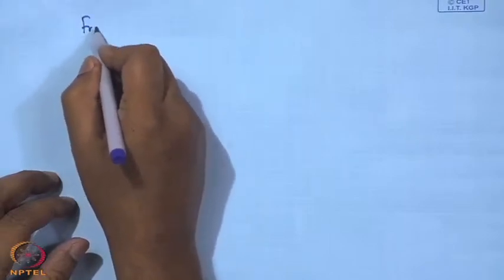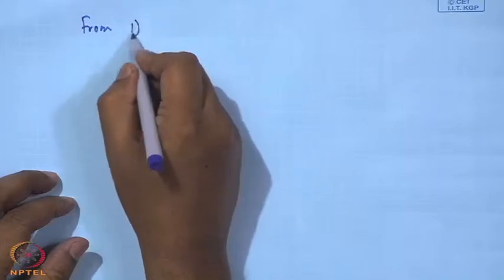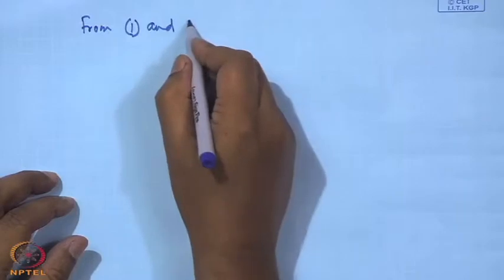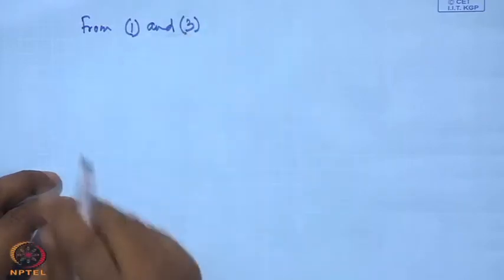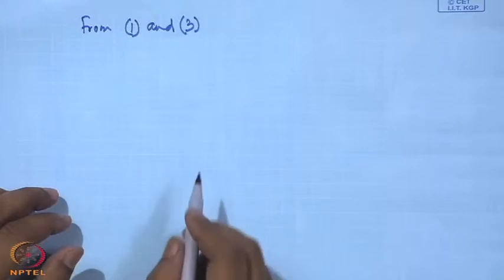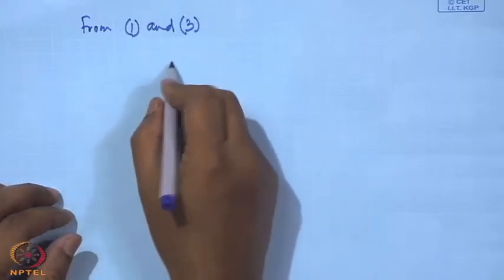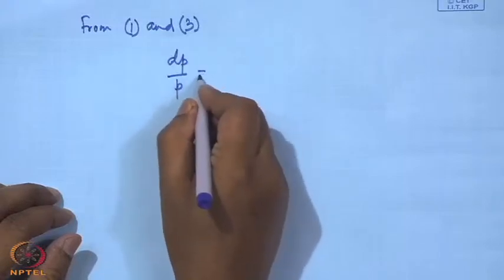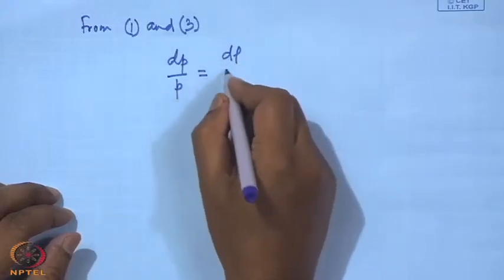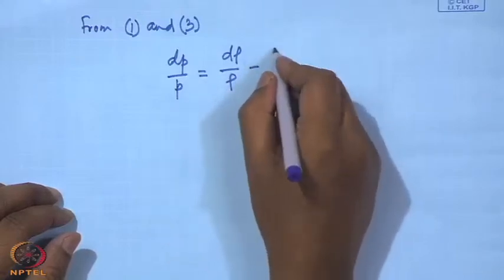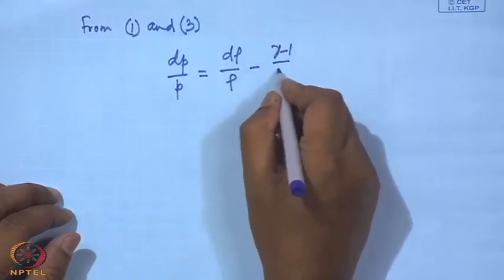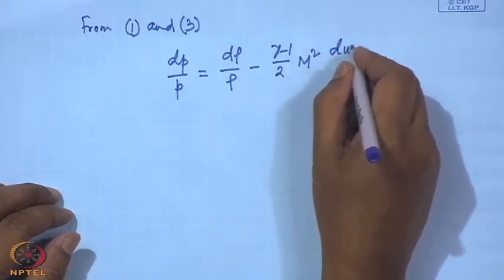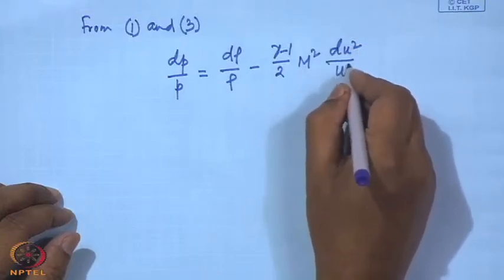From equation 1, which was the differential form of the equation of state, and equation 3, which is the differential form of the energy equation, we obtain dP by P equal to d rho by rho minus gamma minus 1 by 2 M square d u square by u square.